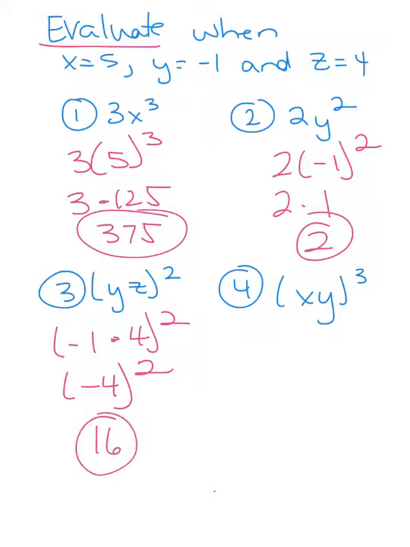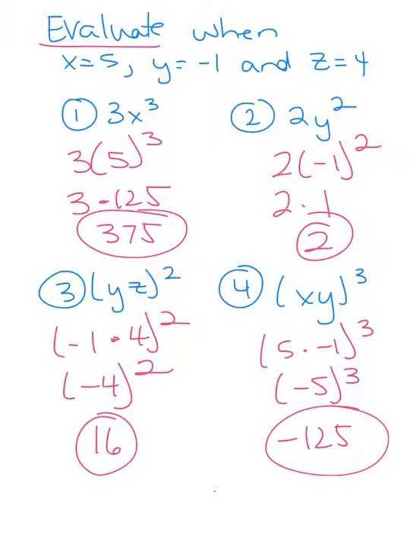Now in the last one, in parentheses, we have xy raised to the third power. So x has a value of 5. y has a value of -1. I'm going to raise that to the third power. So again, we're going to work inside out. So 5 times -1 gives me -5. Raised to the third power has a value of -125.